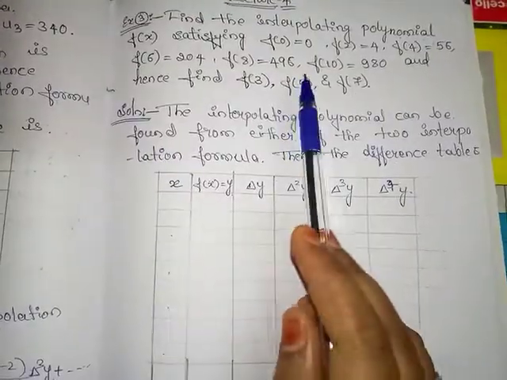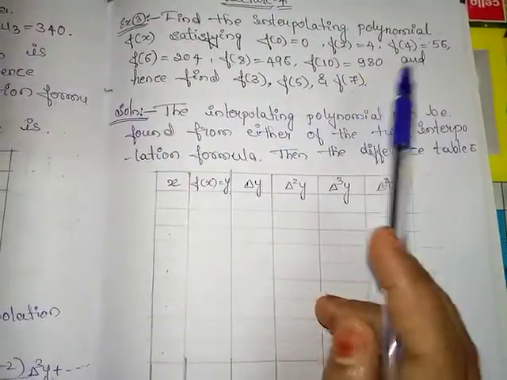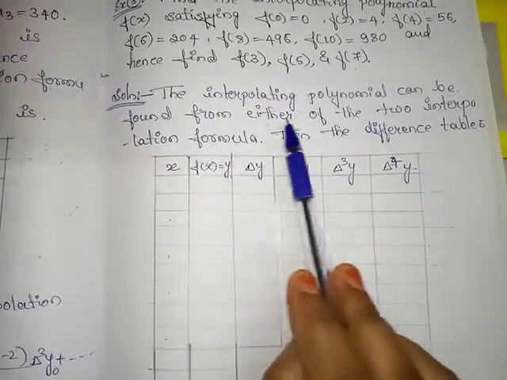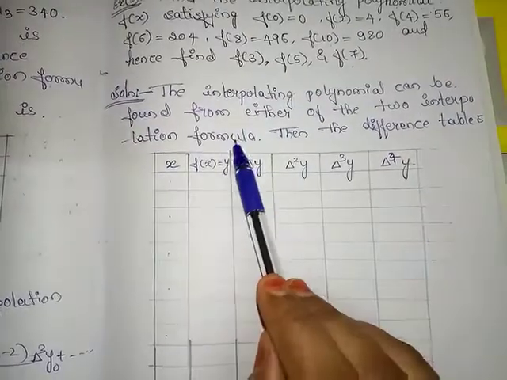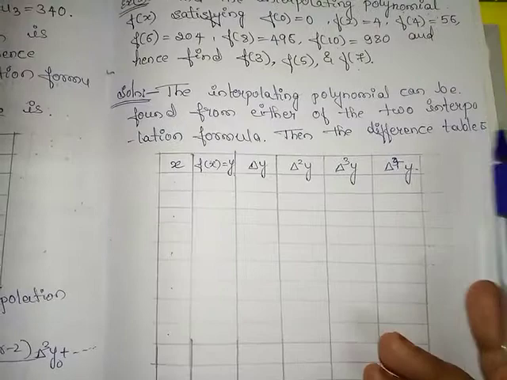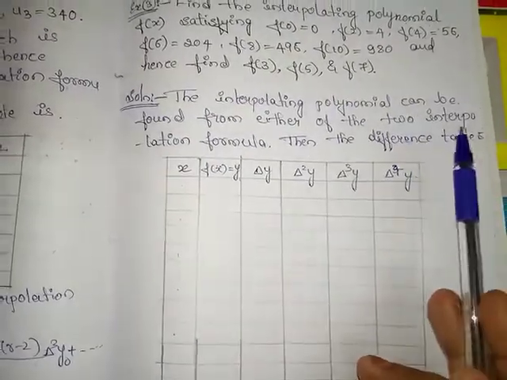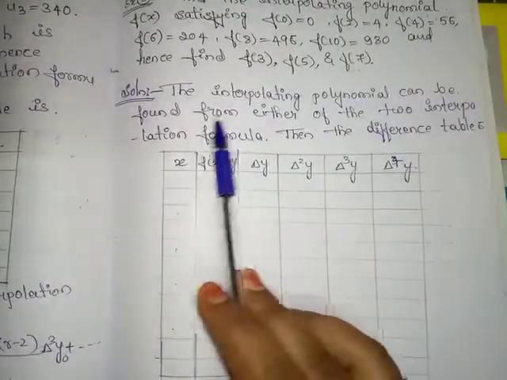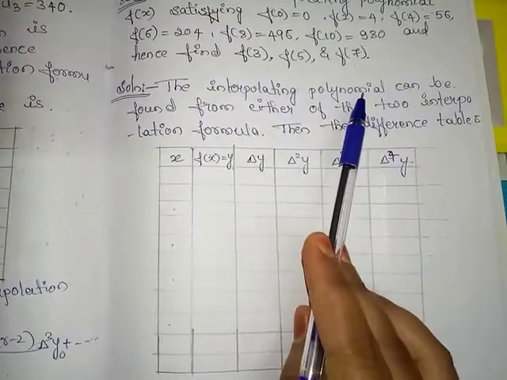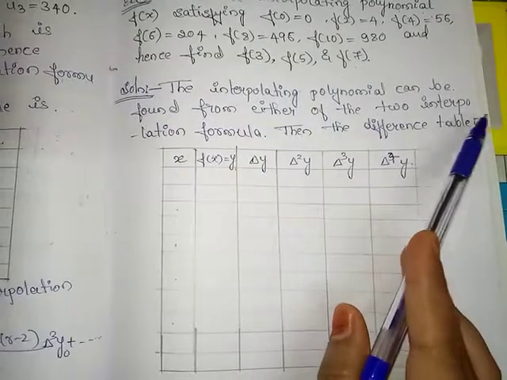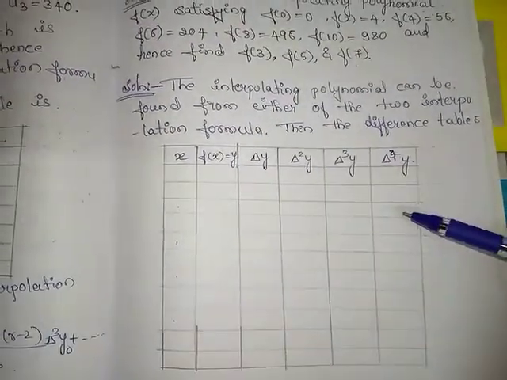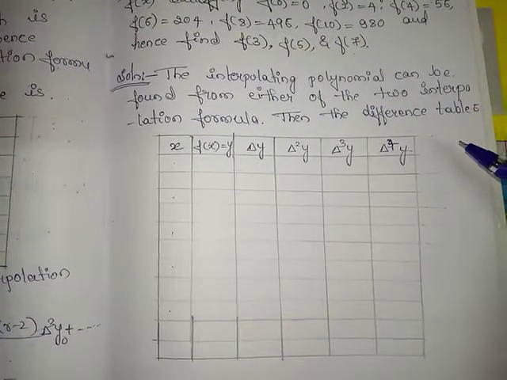Solution. Here we are finding the interpolating polynomial, so the interpolating polynomial can be found from either of the two interpolation formulas. Means we can use either Newton's forward interpolation formula or Newton's backward interpolation formula to find the interpolating polynomial. Here I am using Newton's forward interpolation formula.